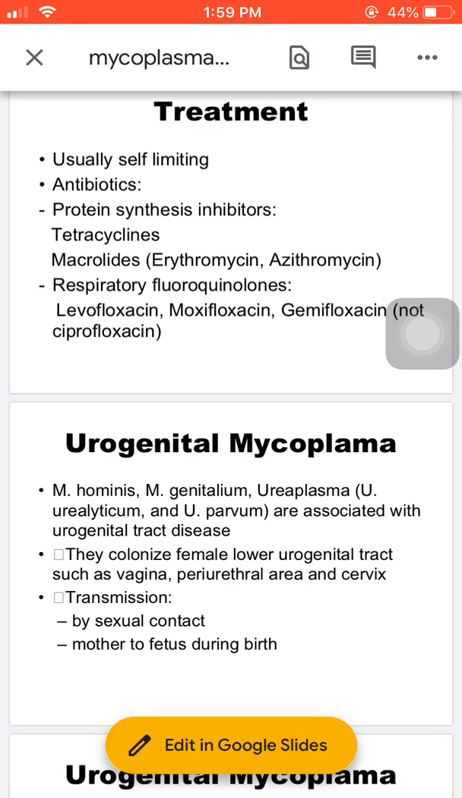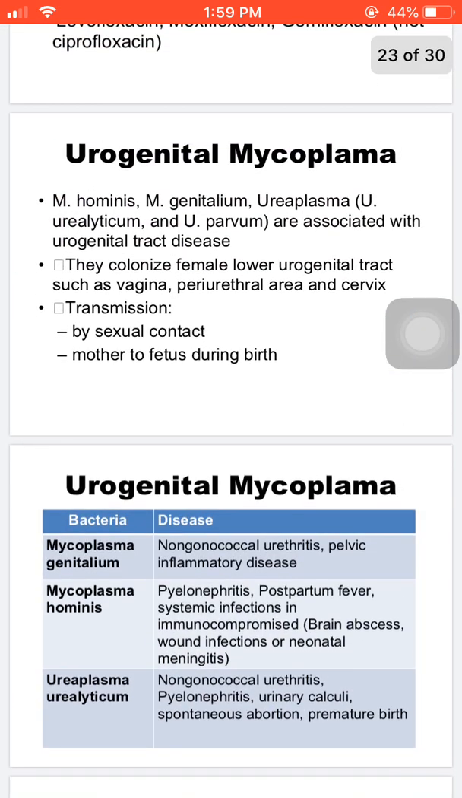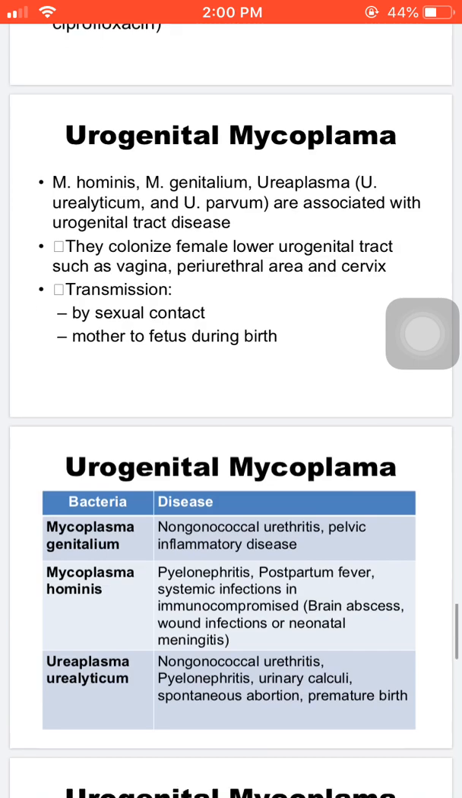So that was about Mycoplasma pneumoniae, a respiratory tract pathogen. Now let us move on to the urogenital mycoplasma. Urogenital mycoplasma infection is caused by Mycoplasma hominis, Mycoplasma genitalium, and also by Ureaplasma urealyticum. These pathogens usually colonize the vagina, cervix and periurethral area of females. So how are they transmitted? They're transmitted by sexual contact, or from mother to fetus during delivery.